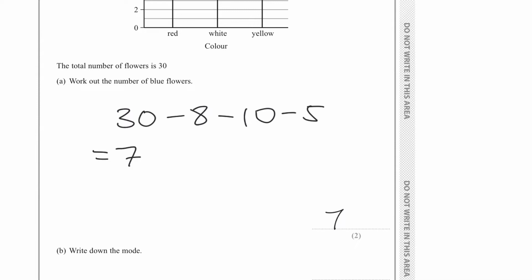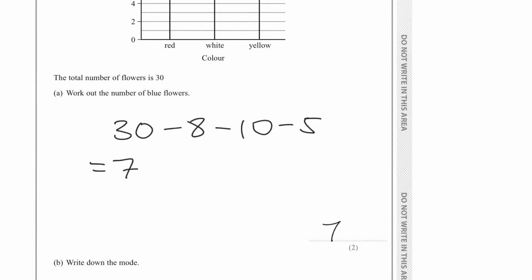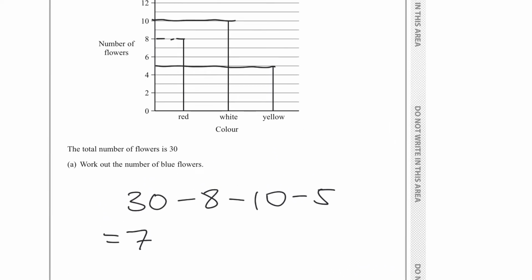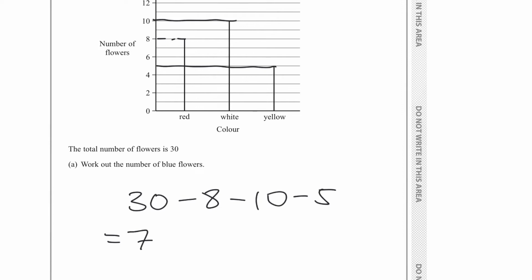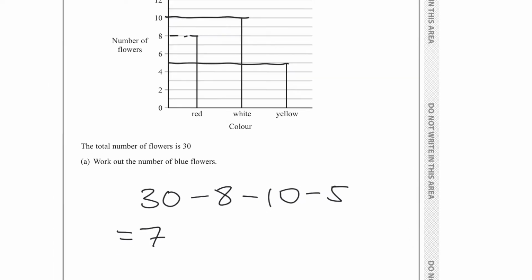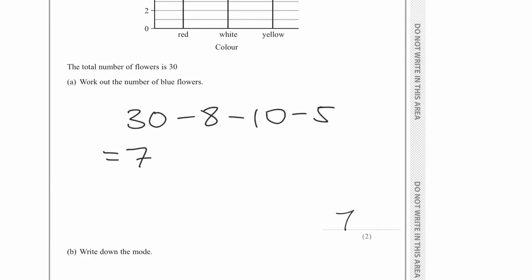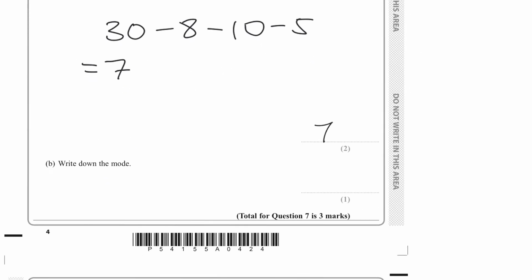So based on this, I would say that it is the white one that's most common, because white is the biggest number, which is 10. So therefore we would say that the mode is white, simply because white is the highest number.